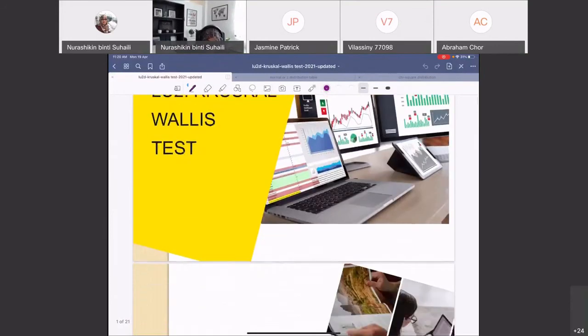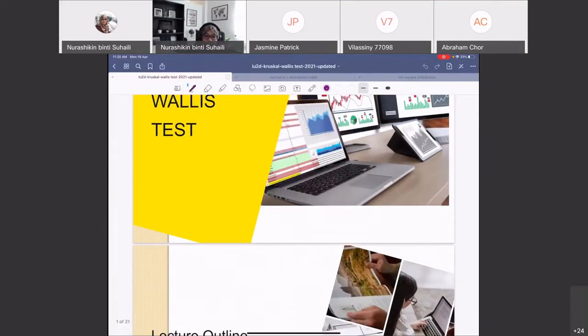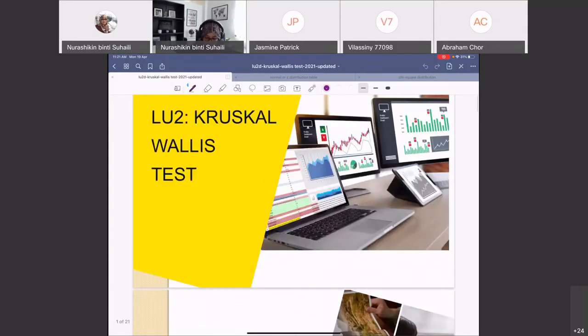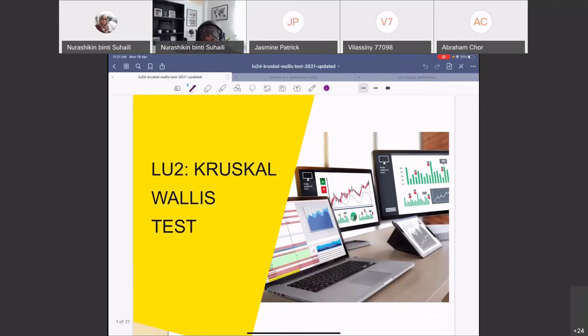Before that, I have uploaded the lecture notes and also the tables on the e-learning platform. We are going to have a look at new tables. Every test has its own tables for us to find the values needed, so you should remember which test each table is for. In this lecture, we are going to have a look at two more tables, so make sure that you take note of the tables that I've uploaded.